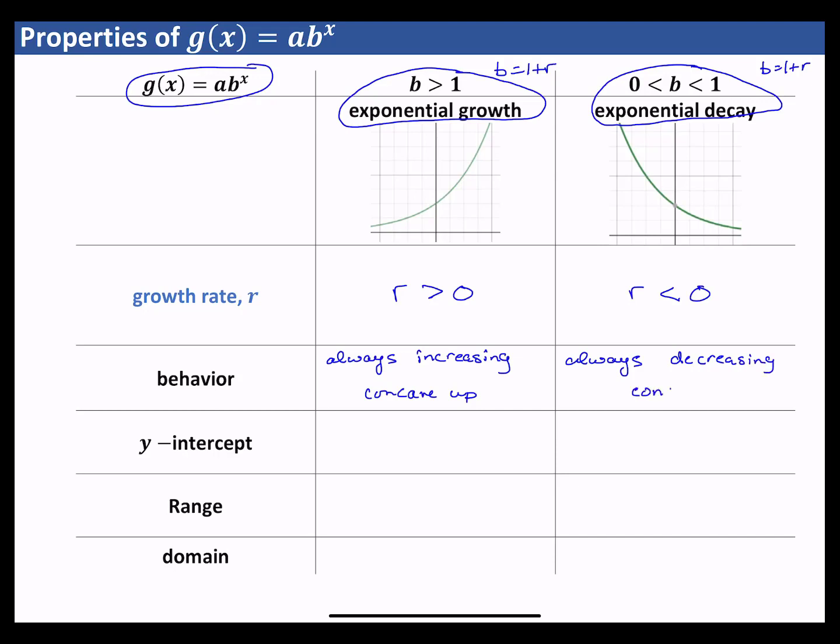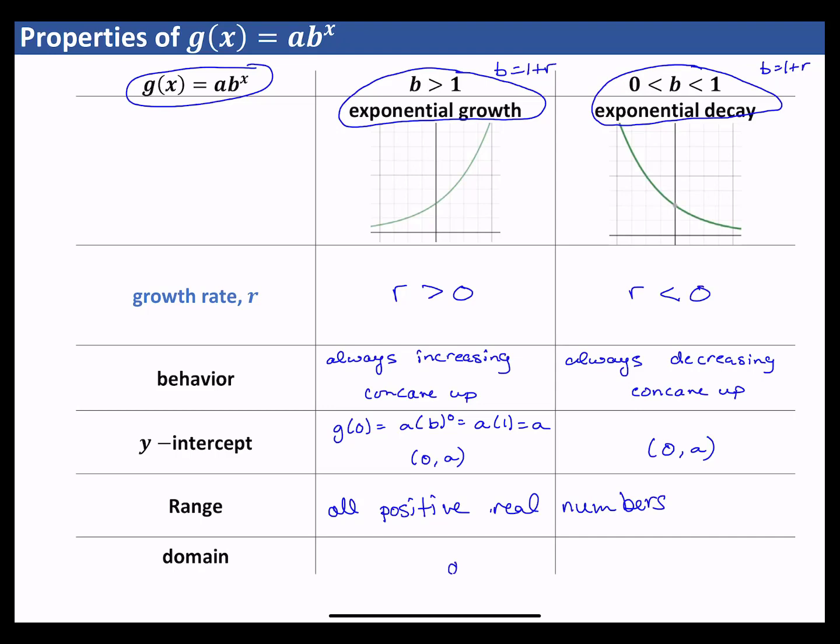In both cases, we can find the y-intercept by evaluating g of 0, and we find that a b raised to the 0 power equals a times 1, which equals a. So the y-intercept of g of x is (0, a). Because the growth factor b is always positive, and a positive number to any power is always positive, the range is all positive real numbers for both exponential growth and exponential decay. Lastly, the domain of any exponential function is all real numbers.